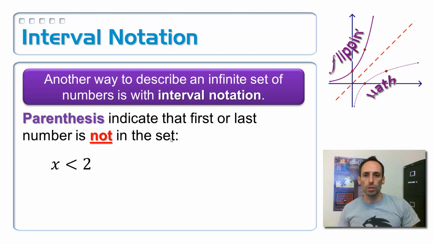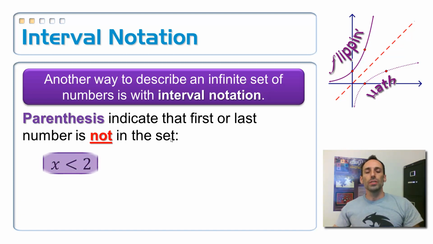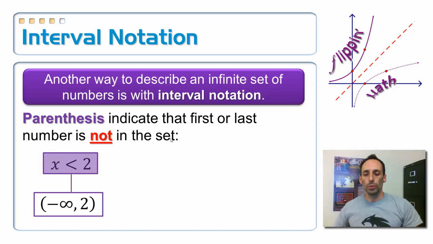So interval notations have brackets, and when I say brackets, I mean square brackets or parentheses. It's just another way to write an infinite set of values. If your interval notation contains parentheses by a number, the parenthesis indicates that that number is not part of the set. In other words, there's no equal to sign under that number. Take, for example, x is less than 2.